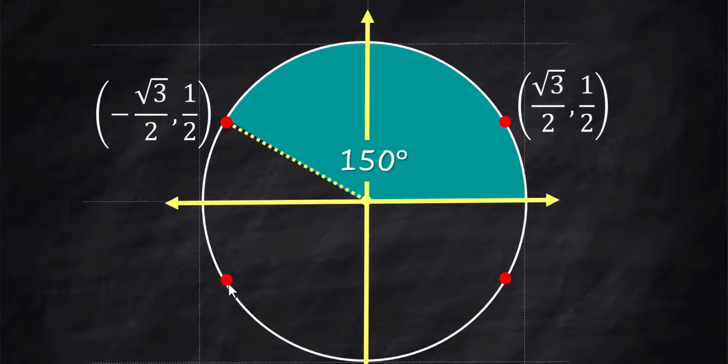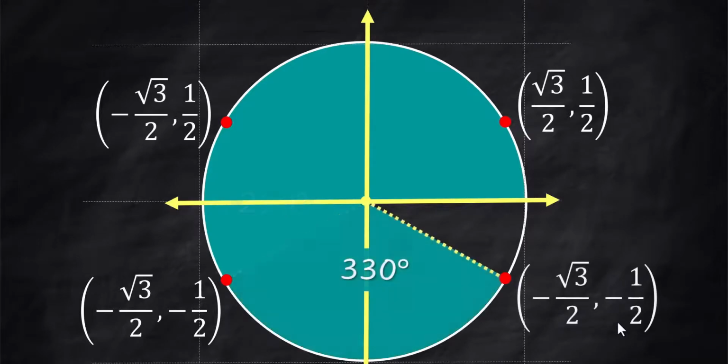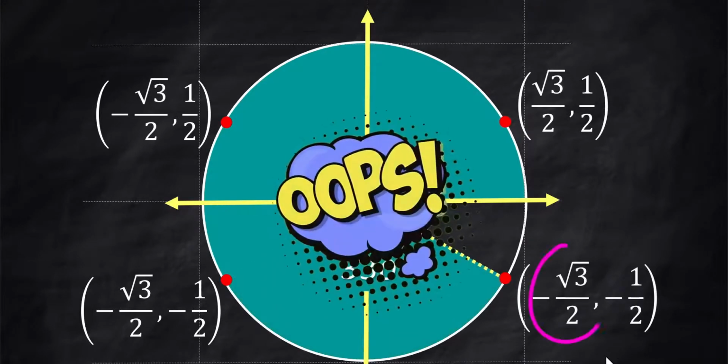You go down to the third quadrant, it's going to be the same numbers. It's just that everything's negative down here. The angle is 210 degrees, but the coordinates are both negative. Same numbers, just the signs have to change. Moving over to the fourth quadrant, oh, I made an error there.